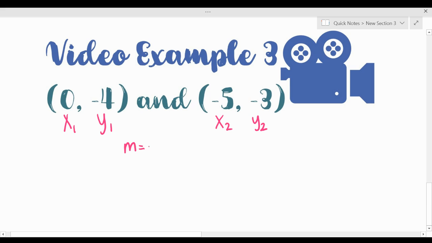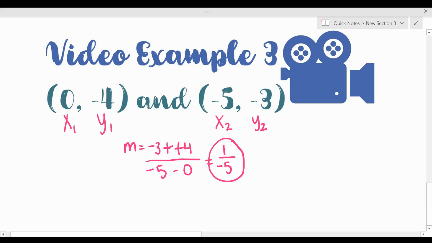m is equal to y2 minus y1. Notice how I put minus a negative, and then x2 minus x1. This turns into plus and gives me a positive 1 on top, and then on the bottom, I have a negative 5. So it's okay to have a fraction, and it's okay to have a negative for a slope.